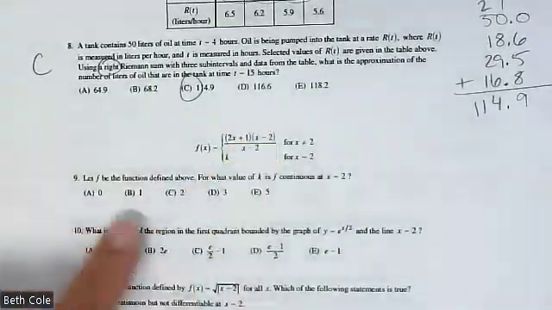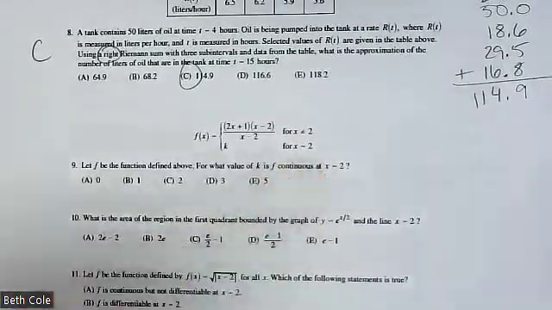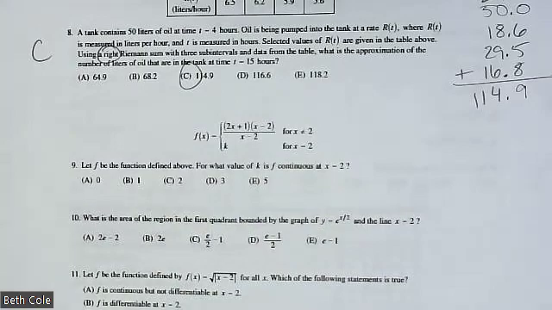All right, here you have a piecewise function. Let f be this function. We want k to be continuous. That means the two pieces need to meet up. We're going to set them equal.